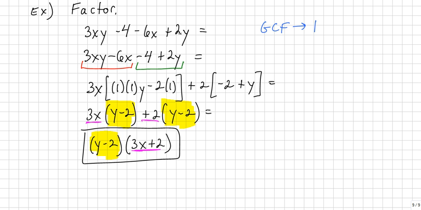So the only reason that this actually worked out is because after I grouped 2 of them together and I factored out a 3x and a 2, it left me with the exact same factor, y minus 2, y minus 2. That doesn't always happen. So if that doesn't happen, then this particular way of factoring, it won't do you any good.